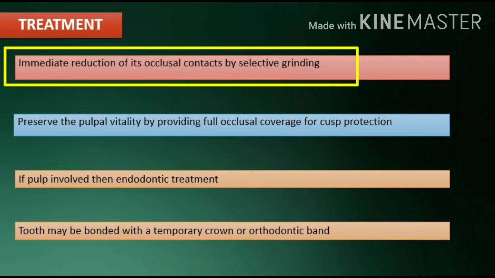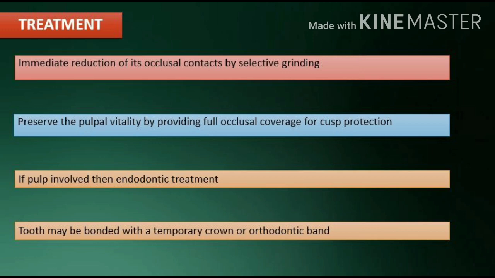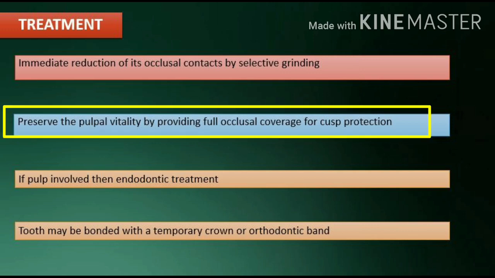Treatment: Urgent care of the cracked tooth involves the immediate reduction of its occlusal contacts by selective grinding of the tooth at the site of the crack or its antagonist. Definitive treatment of the cracked tooth aims to preserve the pulpal vitality by providing full occlusal coverage for cusp protection.